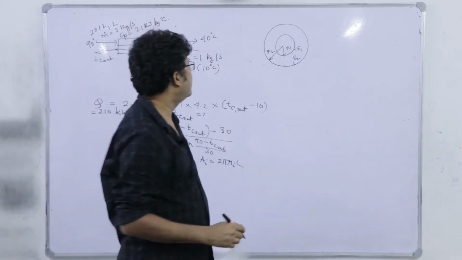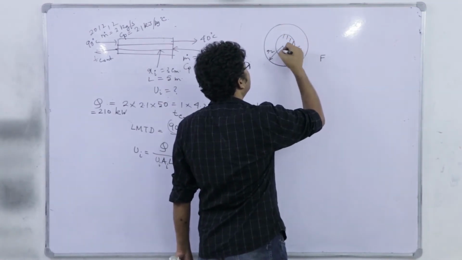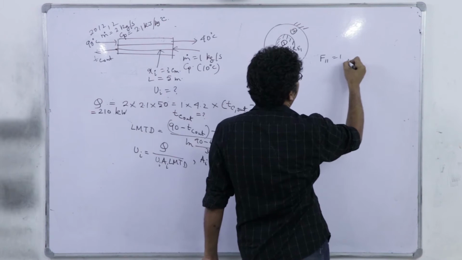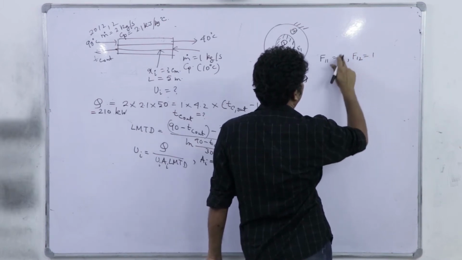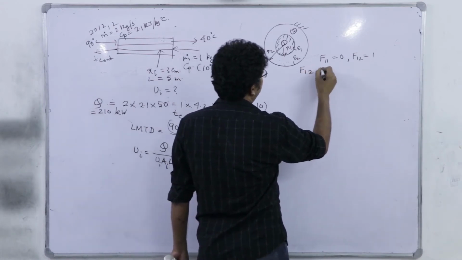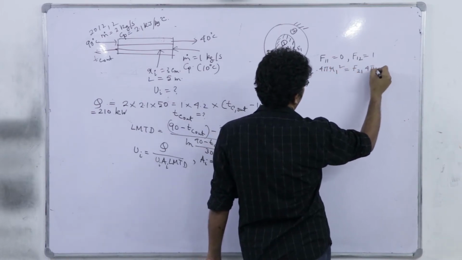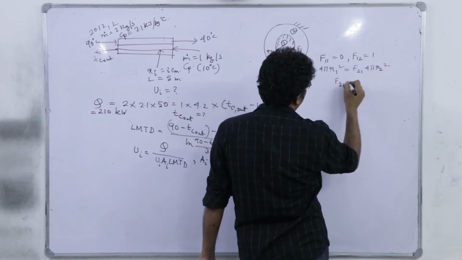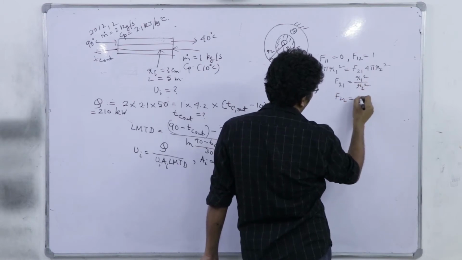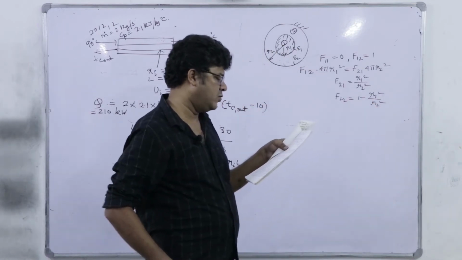So, first problem, the view factor. This is surface 1 and this is surface 2. F11 is 0, F12 is equal to 1, and F12 into 4 pi R1 square is equal to F21 into 4 pi R2 square. So F21 is equal to R1 square by R2 square, and F22 is 1 minus R1 square by R2 square. So you have solved for F11, F12 and F21.